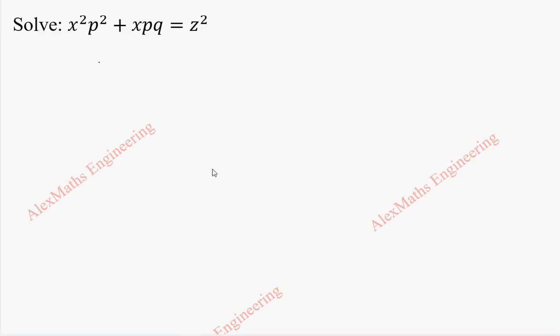In this video we are going to solve the given partial differential equation. We are going to rewrite this x into p whole square because we want the p term as a product with x power something. Here x power 1. In the same way, this is x into p. Then we have q separately and we have z square.